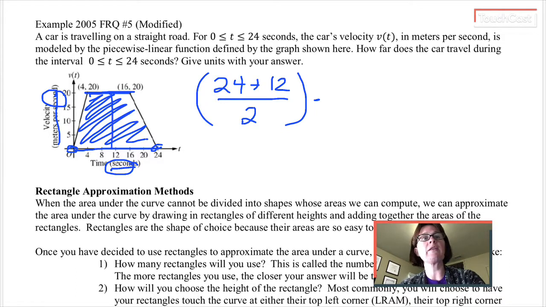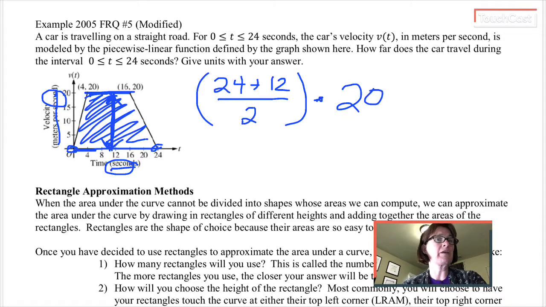So the distance between those two parallel sides is a vertical distance, and I have a height of 0 here and a height of 20 here, so that distance is 20. That 20 is measured in meters per second, and my 24 and 12 are measured in seconds. So I'm going to multiply 24 plus 12 over 2 seconds times 20 meters per second. Any way you perform this calculation is fine. Notice you don't even actually have to simplify this calculation if you don't want to. So I'm going to cancel out a 2 there. I'm going to get 36 times 10, so 360 meters.